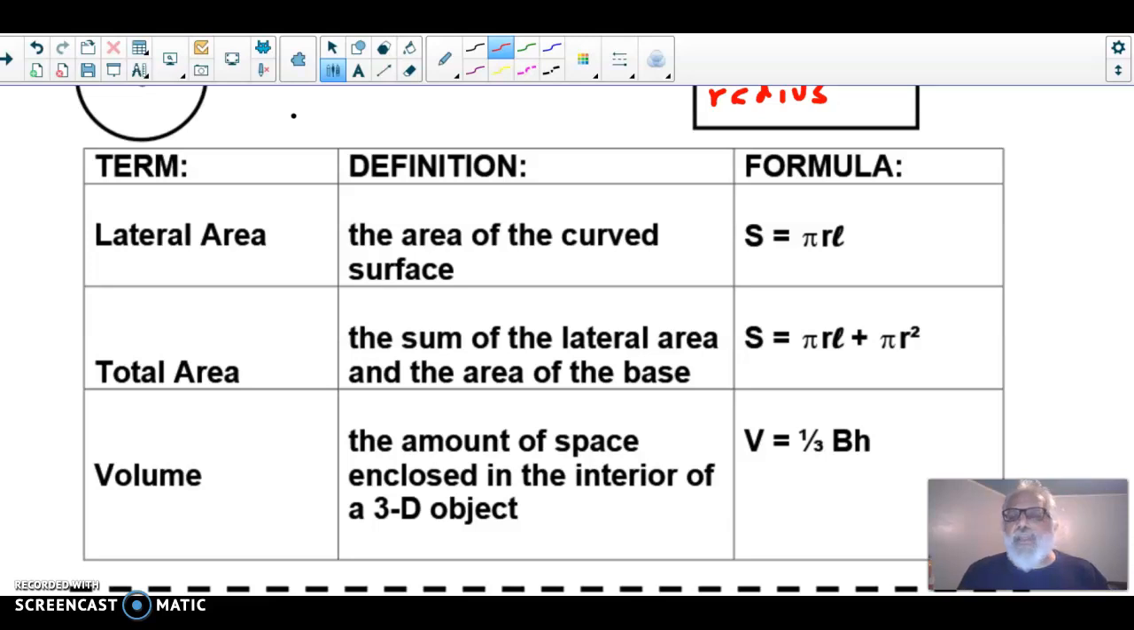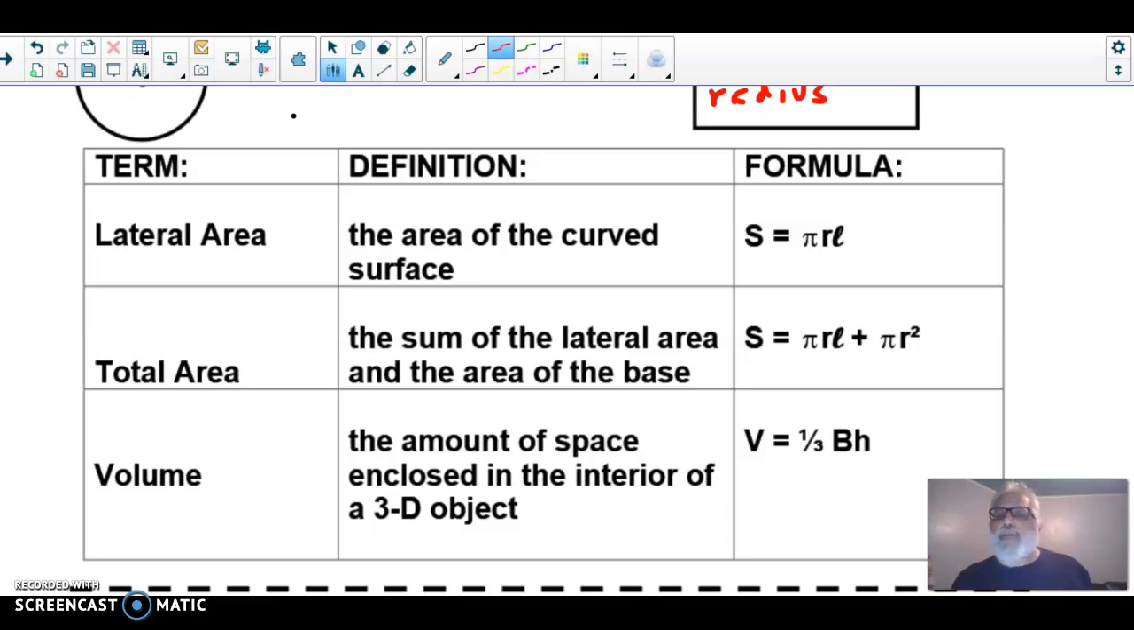Okay, in this next video, I'm going to talk about the formulas that we're going to use with the cones. The first one is the lateral. The lateral is going to be the sides of any prism. In this case, it's a cone, so it's going to be that curved side.